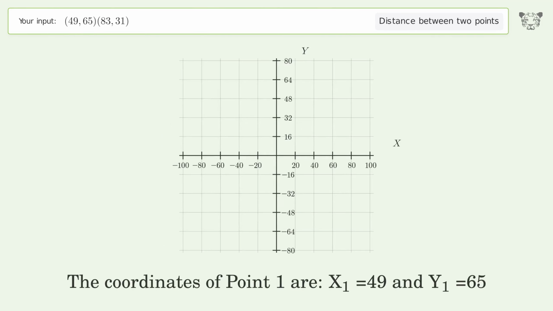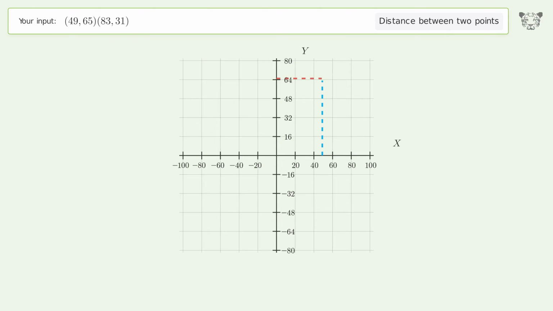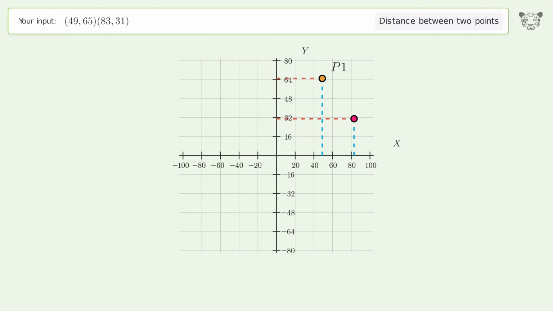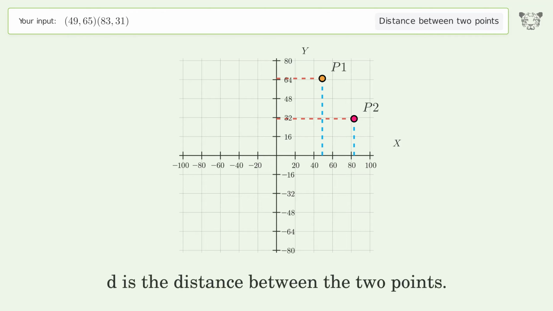The coordinates of point 1 are x1 equals 49 and y1 equals 65. The coordinates of point 2 are x2 equals 83 and y2 equals 31. D is the distance between the 2 points.